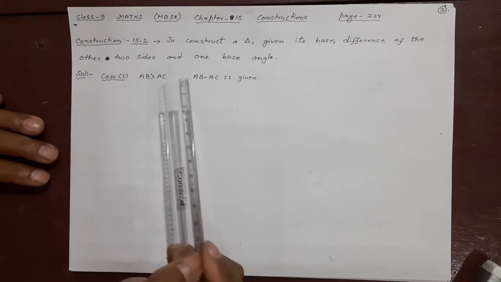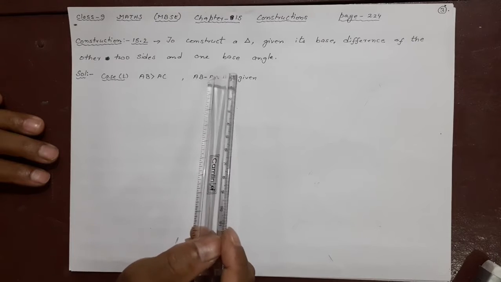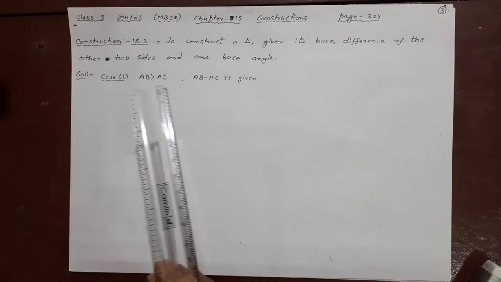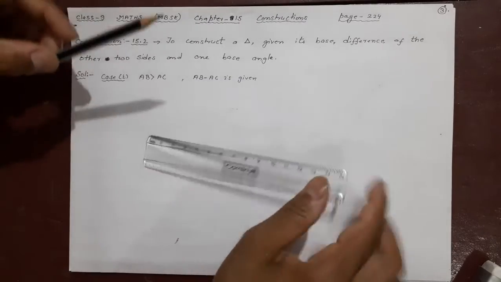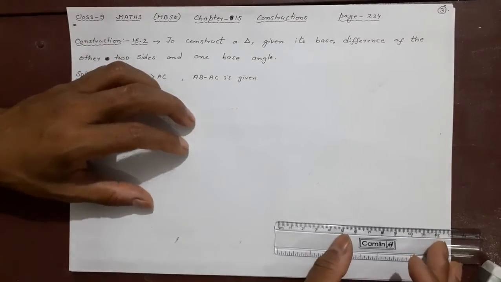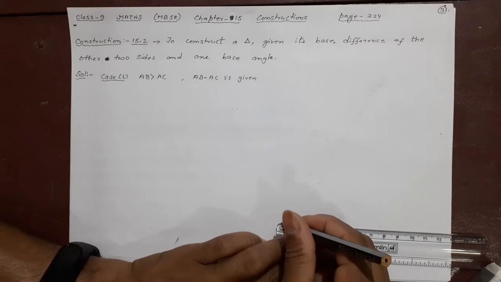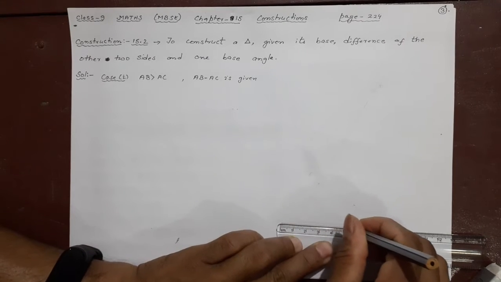Here we'll start with the case where AB minus AC is given. Here AB will be greater. Of course no values are given, so you have to just imagine some values and take them, and it will be short and simple. When the values are given, you have to do it slightly more carefully.